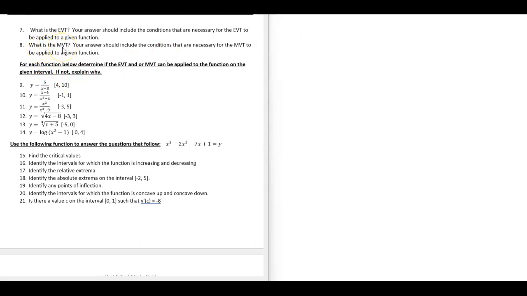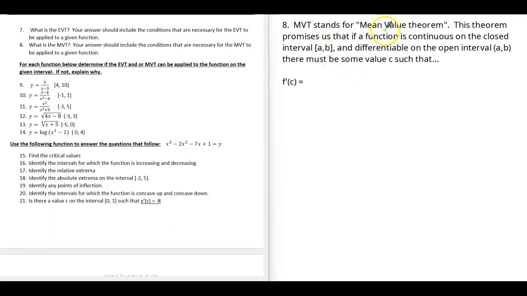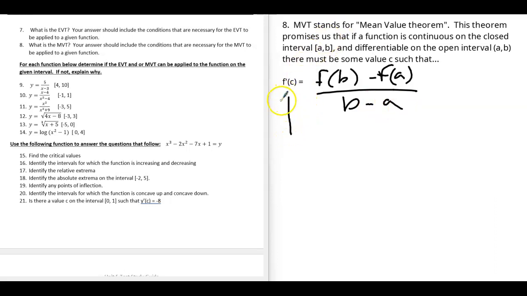Says, what is the MVT? Your answer should include the conditions that are necessary for the MVT to be applied to a given function. So the MVT stands for the mean value theorem, and this theorem promises us that if a function is continuous on the closed interval [a, b] and differentiable on the open interval (a, b), there must be some value c such that f prime of c is equal to (f(b) - f(a)) over (b - a). Now that probably doesn't have a whole lot of meaning to you right now. I don't know, maybe it does if you remember, but this is the instantaneous rate of change.